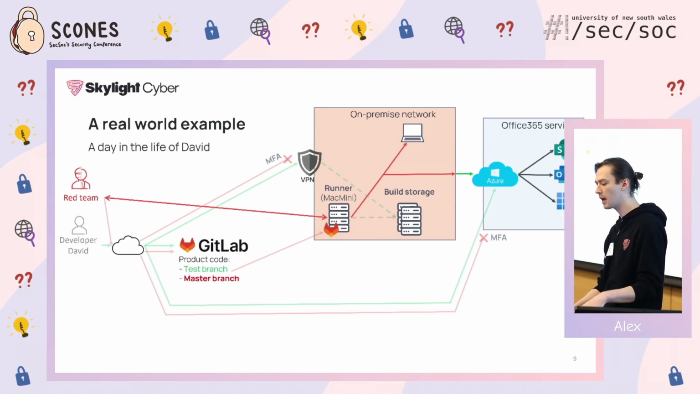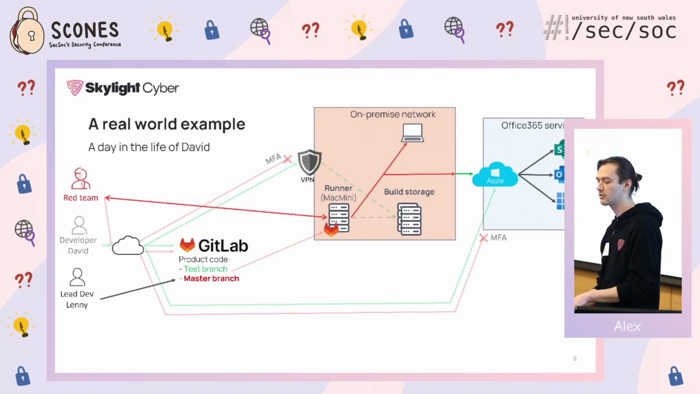But rolling it back, there is this master branch, and really that's where we want to get to for this particular product. Dave can't access it, but lead dev Lenny, he can. He comes in here sometimes, and he updates things. And all we have to do is wait on this runner and sit there watching for jobs to come through.